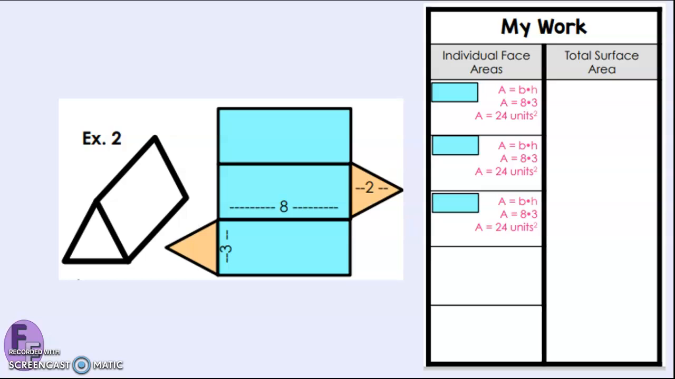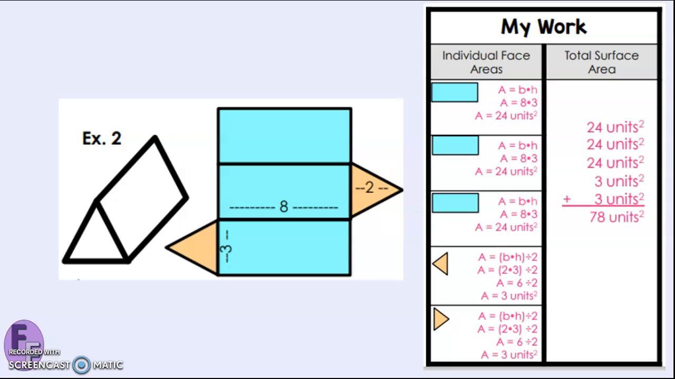Now remember, the formula for a triangle is 1/2 the base times the height. So our base is going to be the length of 3 of the rectangle. The height is 2. 2 times 3 divided by 2, or 2 times 3 times 1/2, will give us 3 units squared. We're going to repeat that for the other triangle. Once you have all 5 faces, add them together for a total of 78 units squared for the total surface area.